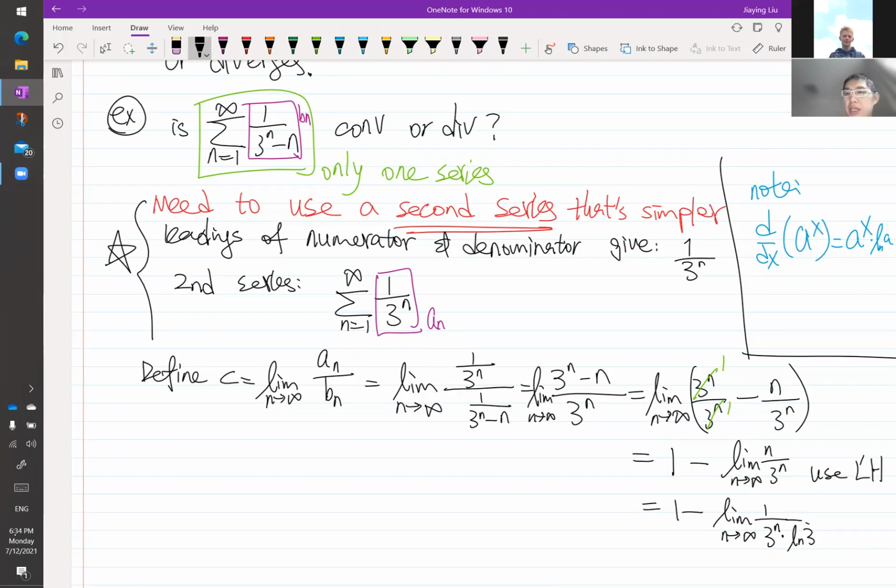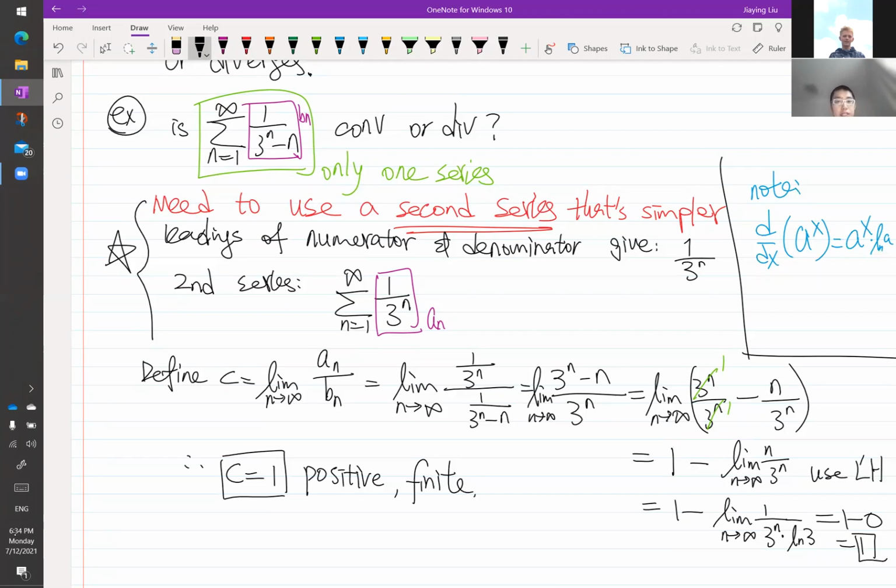If we take the limit as n goes to infinity, the denominator 3 to the n will go to infinity. So we get 1 over infinity, so that becomes 1 minus 0. That's just 1, which is the limit. That's also the c value. So therefore, c equals 1, which is positive and also finite. So we found that the c we defined using the new series An and also the Bn is positive and finite.